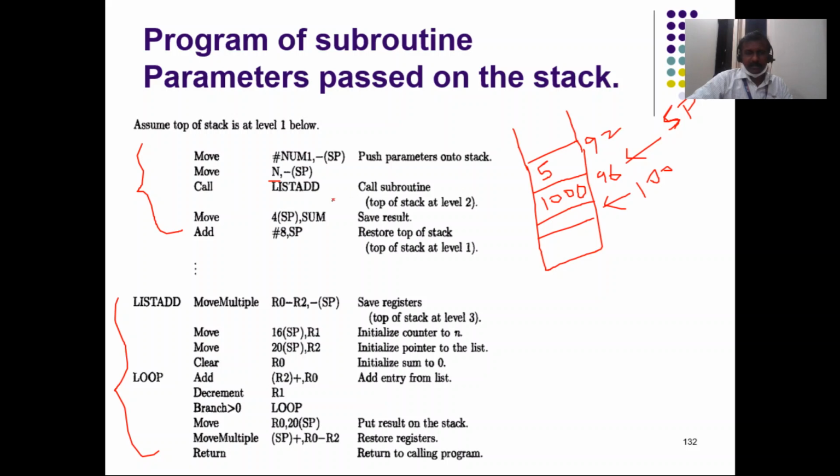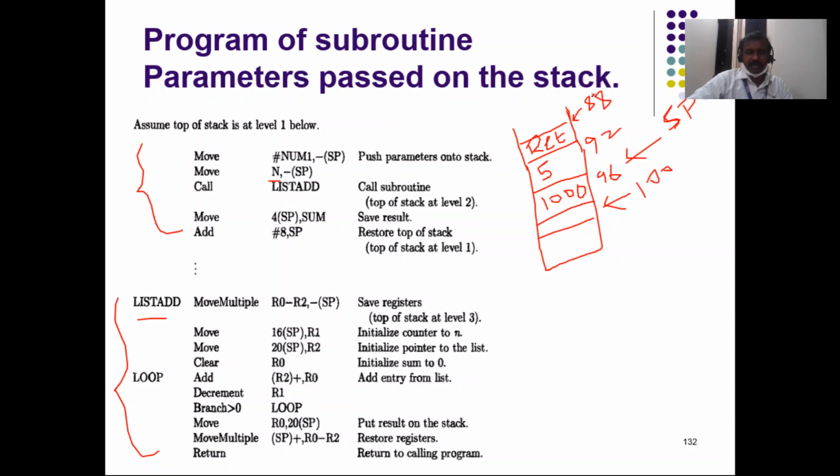Then we say call list add. Call list add means control should be transferred to this subroutine, but before transferring the control, it will push the return address, because after executing the subroutine the control should come back. So the return address will be pushed here. After pushing the return address, SP will point to 88. Let us assume that also needs 4 bytes.